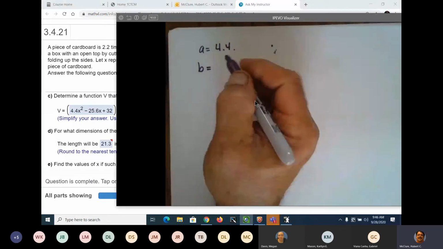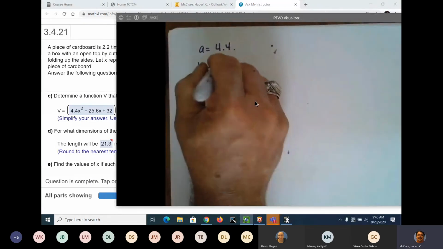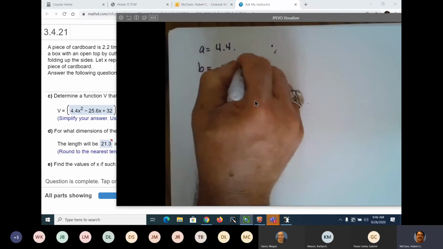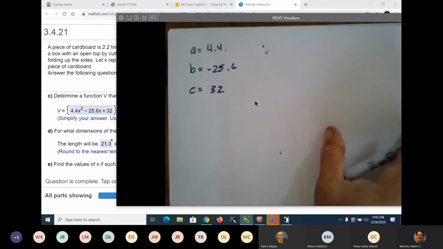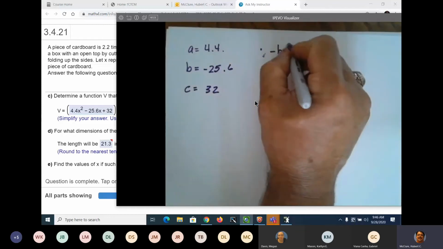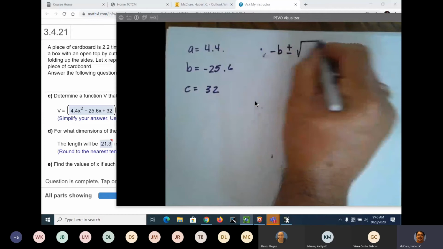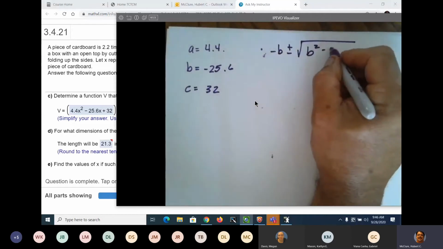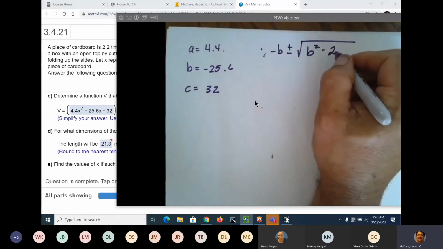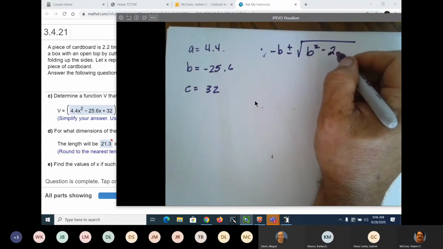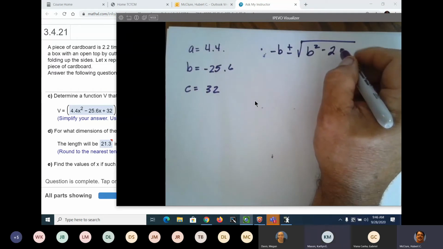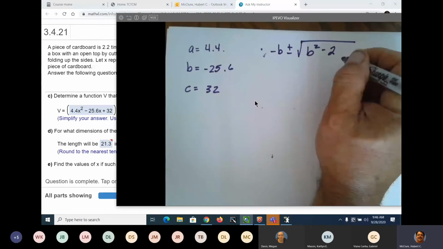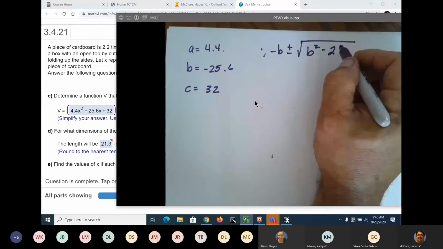B is equal to negative 25.6, and C is equal to 32. Well, negative B plus or minus the square root of B squared minus... no, what is it? B squared minus what? 2AC. I forgot the quadratic equation. Negative B plus or minus the square root of B squared minus 2AC over 4A.